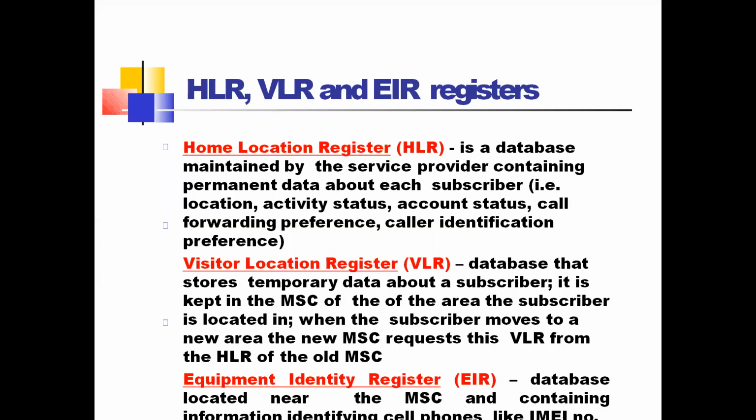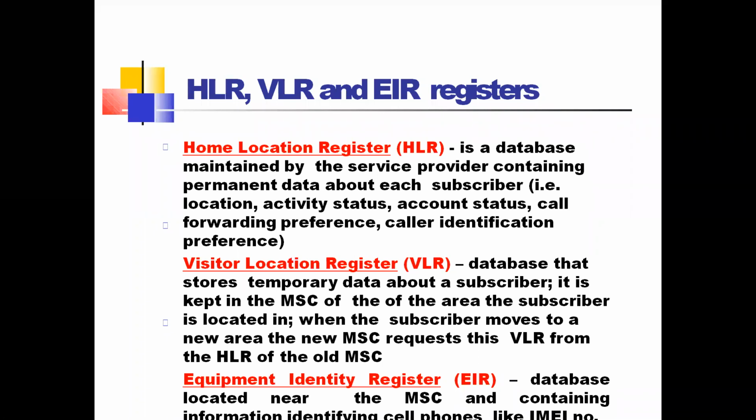In the mobile switching center, there are different databases maintained regarding the subscribers of that area. Here is the home location register. The home location register holds the permanent data of each subscriber. Regarding the location and activity status, account status, all this data is maintained by the home location register, HLR.